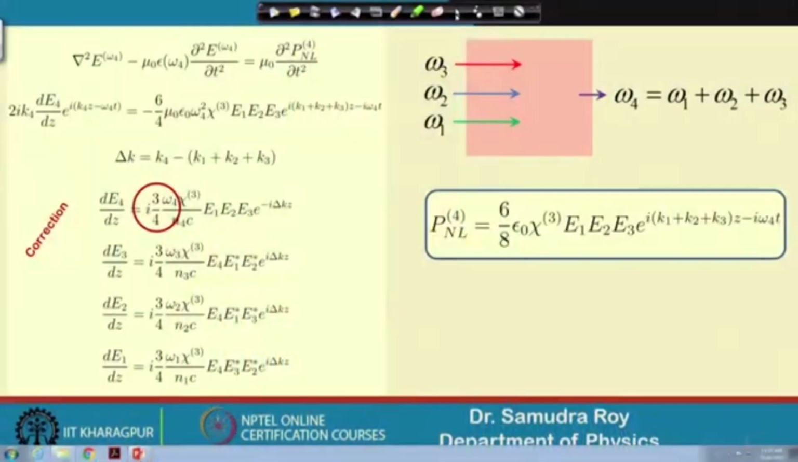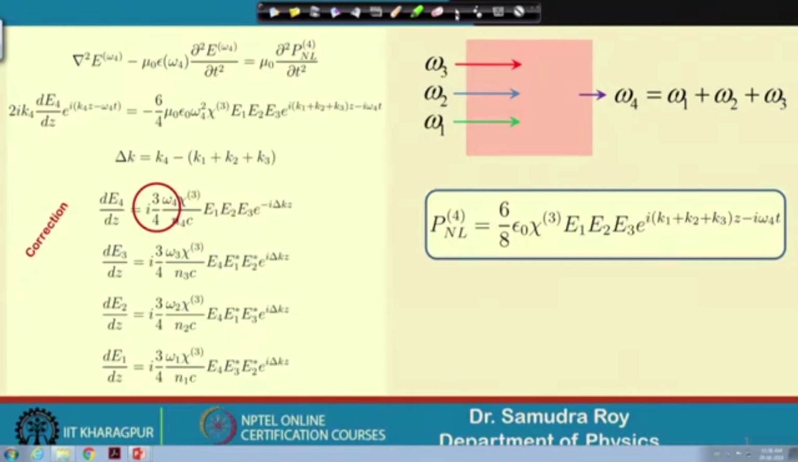So, welcome students to the new class of Introduction to Nonlinear Optics and its application. In the last class we discussed four-wave mixing. Today we are going to give you one correction, because in the last calculation it depends on what value you are taking regarding the electric field.